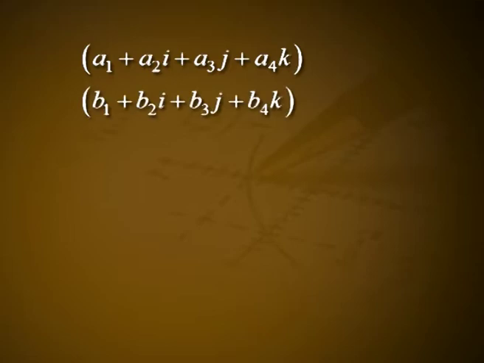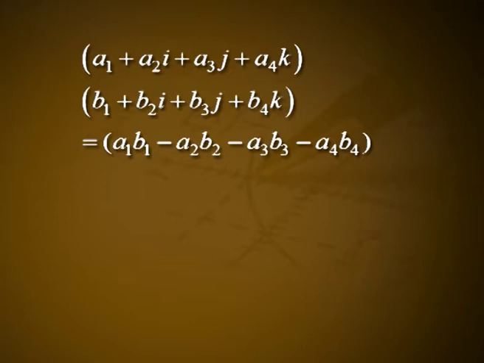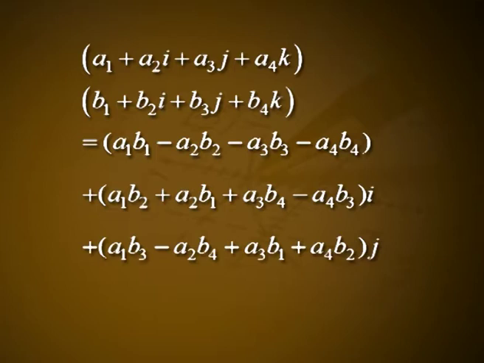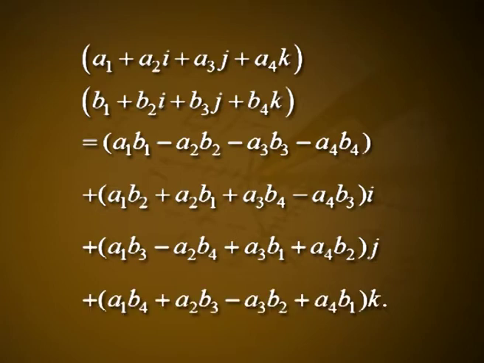We define a product to be what it must be to make the distributive laws hold, namely (a1 plus a2 i plus a3 j plus a4 k) into (b1 plus b2 i plus b3 j plus b4 k) is equal to (a1 b1 minus a2 b2 minus a3 b3 minus a4 b4) plus (a1 b2 plus a2 b1 plus a3 b4 minus a4 b3) i plus (a1 b3 minus a2 b4 plus a3 b1 plus a4 b2) j plus (a1 b4 plus a2 b3 minus a3 b2 plus a4 b1) k.